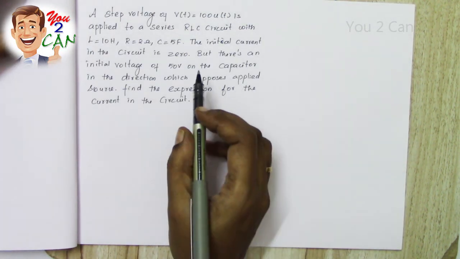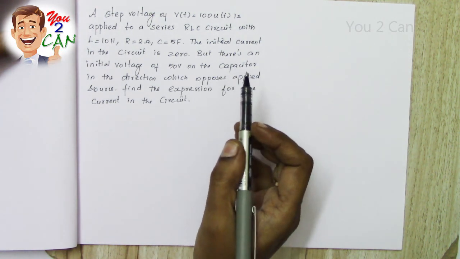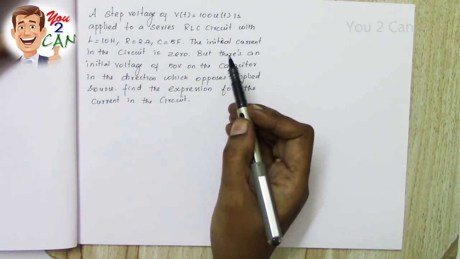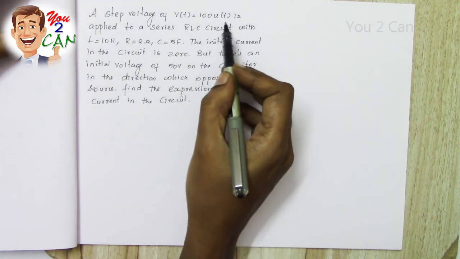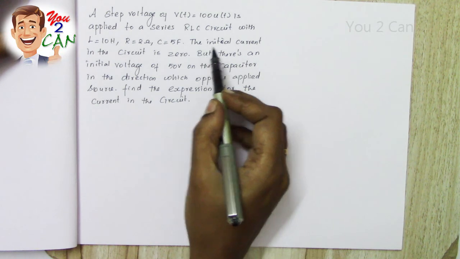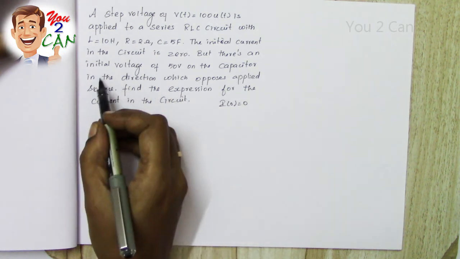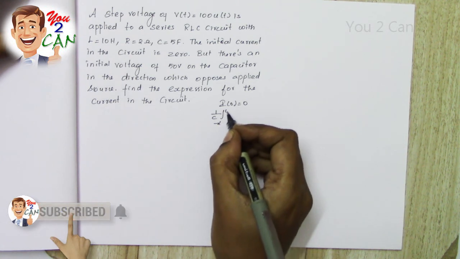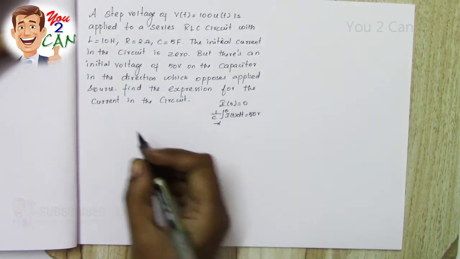Already we have seen a series RLC circuit excited by a DC voltage and with initially relaxed conditions. Now we are going to see the same kind of problem, but there is an initial voltage of 50 volt on the capacitor. So a step voltage, that is DC voltage, is given to an RLC circuit. The values of RLC are given. Initial current of the circuit is assumed to be 0, that is I of 0 is 0, and the initial voltage is 50 volt on the capacitor. Initial voltage means 1 by c integral minus infinity to 0 I of t dt will be equal to 50 volt. Okay, now draw the circuit.